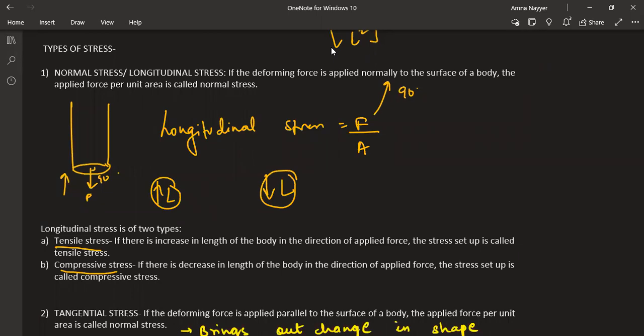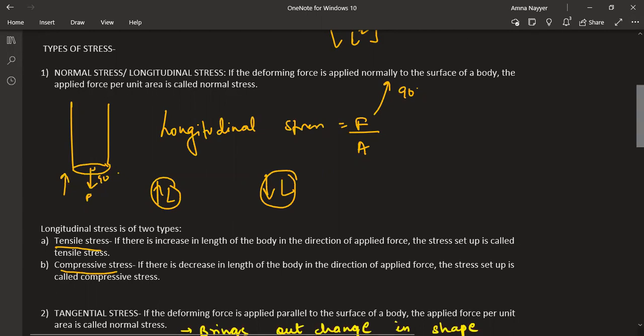There are also two types. If the force elongates a body or increases the length of the body, then the stress set up is called tensile stress. And if somehow it manages to decrease the length of the body, the stress set up is known as compressive stress. So tensile stress and compressive stress are just two types of longitudinal stress only.